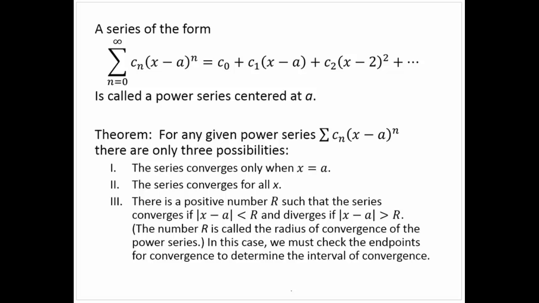And for any power series centered at a, there are only 3 possibilities concerning the convergence. Possibility 1: the series converges only when x equals a. We saw this in our second example, where the series only converged when x was 0. Possibility 2: the series converges for all x. We saw this in our third example.